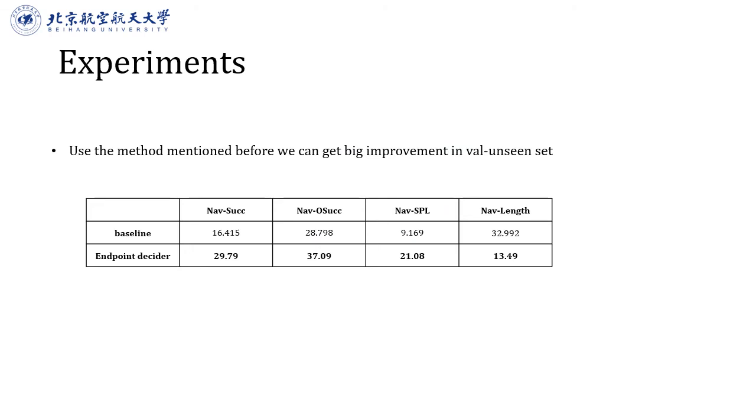On this page, we show the endpoint decider results. We take this experiment on the well-unseen set. In the baseline, the navigation success rate is 16.415, but if we use the endpoint decider, it increases to 29.79. It increased a lot, so it proves this method works.